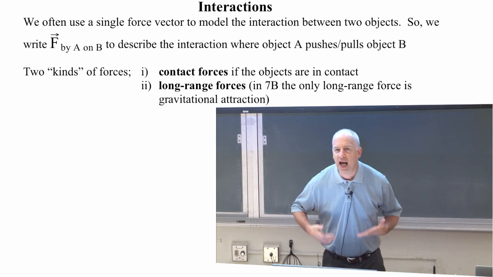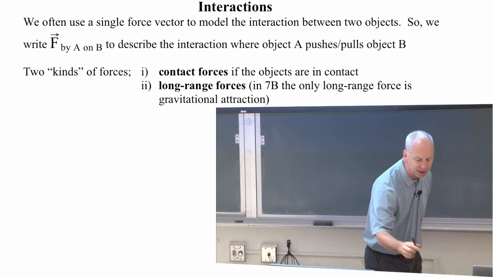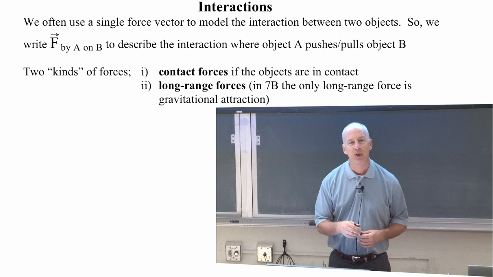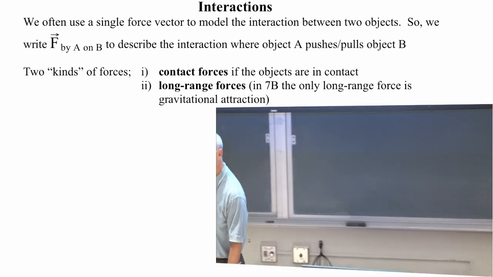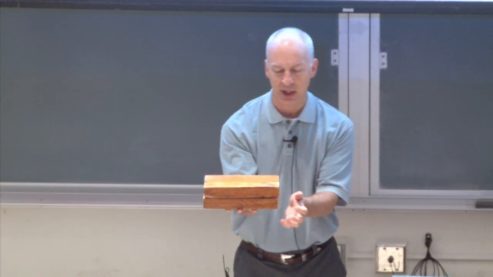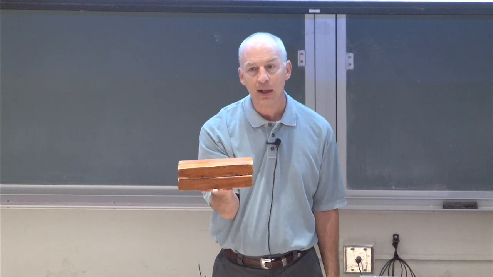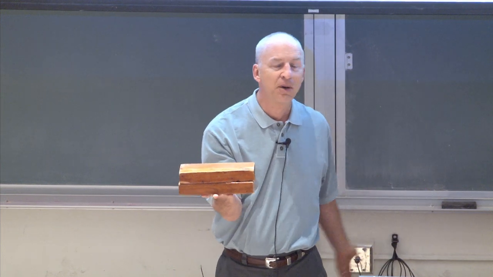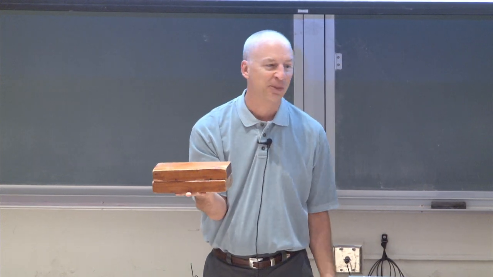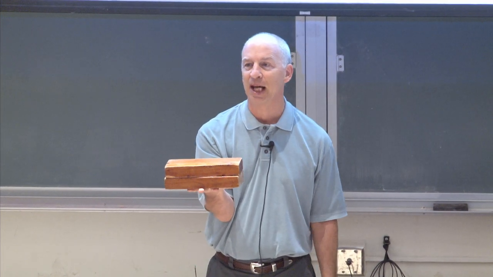So I wanted to get you to think about interactions. And so I set up two kinds of categories of forces. One, you can have an interaction between two objects if they touch each other. My hand is pushing upward on this lower block. My hand isn't touching the upper block. So my hand's not interacting with the upper block, which doesn't mean that my hand is irrelevant. My hand affects the motion of the lower block, and the lower block is interacting with the upper block.